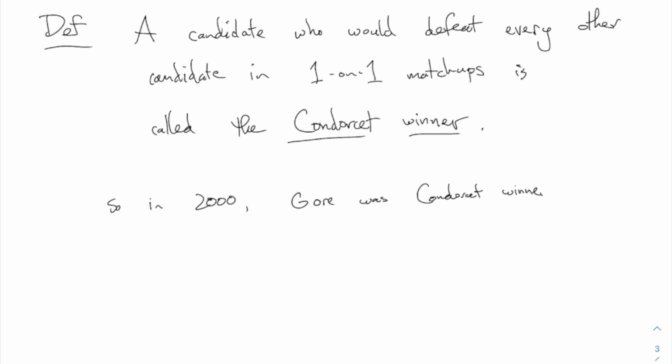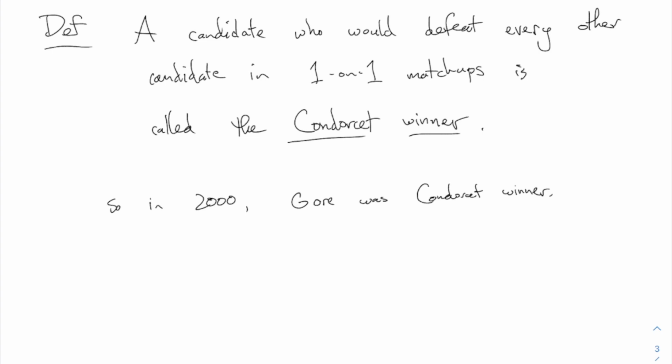Now that doesn't mean you're going to win the election. As we know, Gore lost the election, but the phrase Condorcet winner means they would have been the winner in any one-on-one comparison. If you compare just Gore versus Nader, Gore would have won. And also if you compare just Gore versus Bush, Gore would have won. That's called the Condorcet winner. All right?